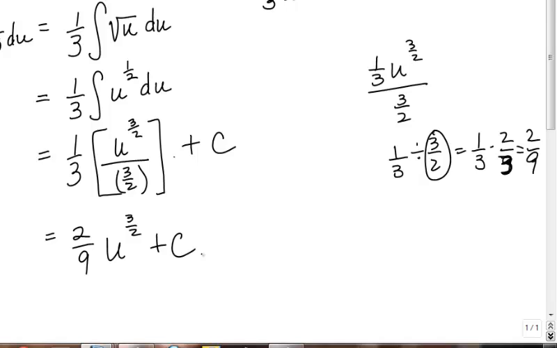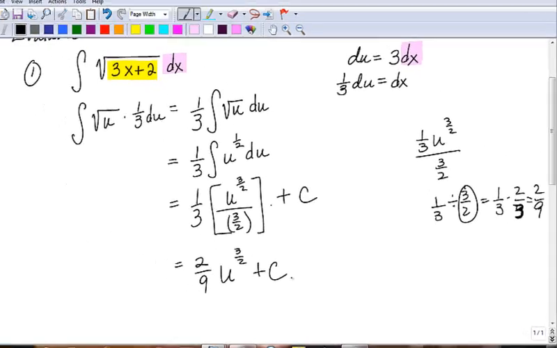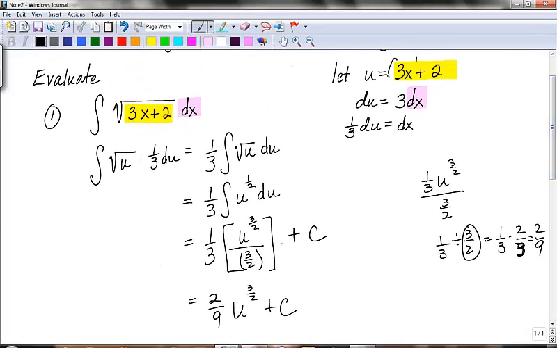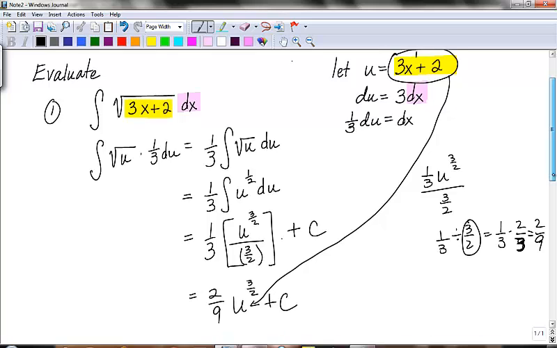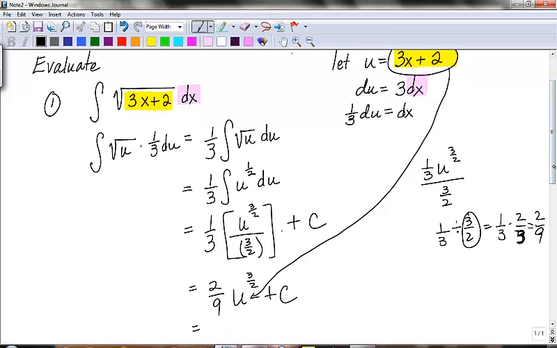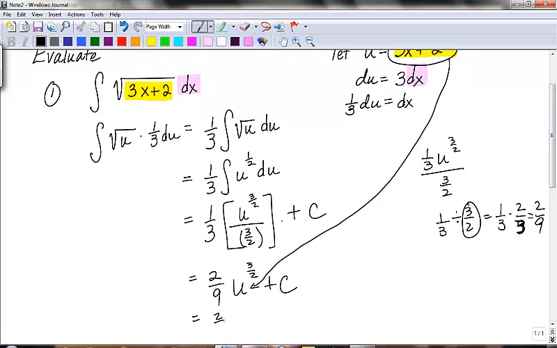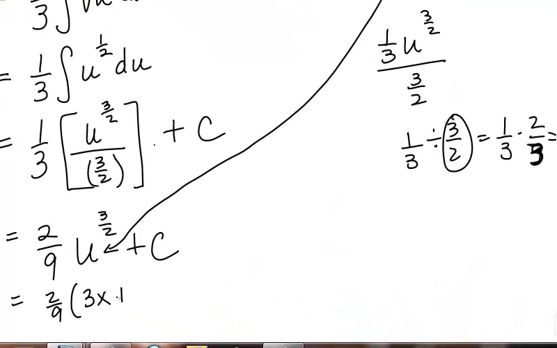Now, if you started the problem with an x, you have to end with an x. So then you go back and say, okay, u equals that. So now I have to substitute that in for u. So my final answer is 2/9 times the quantity 3x plus 2, that quantity to the 3/2 power, plus c.